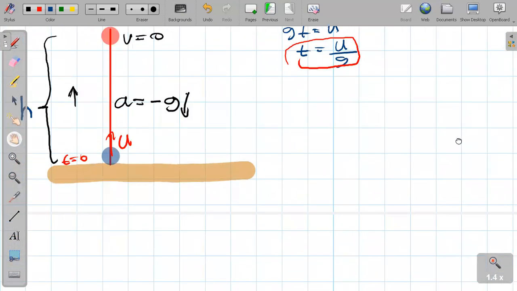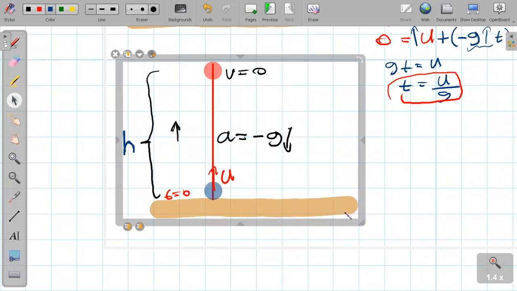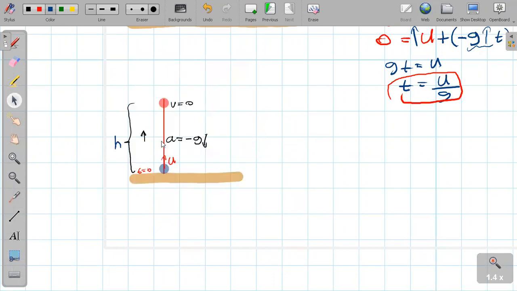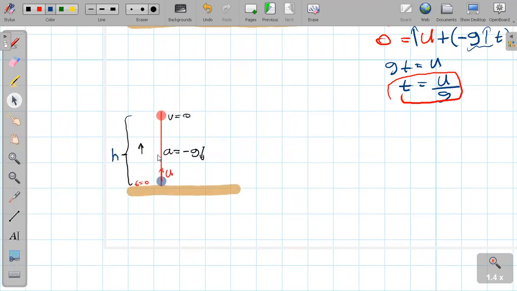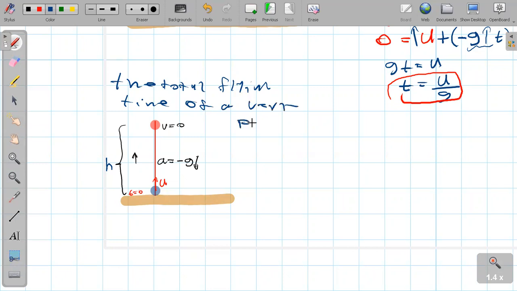Right. Write the very last thing, and after that we can take some kind of interval. Write this very last thing: the total flying time of a vertical projectile.